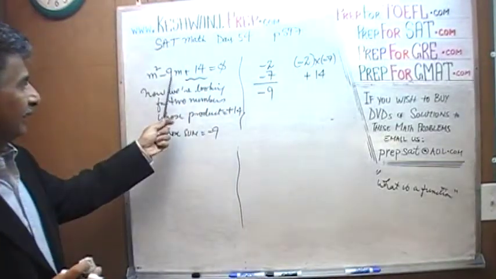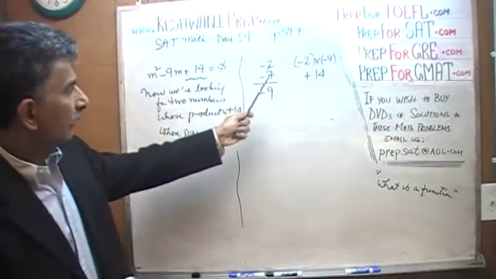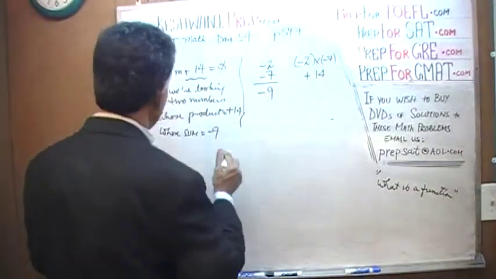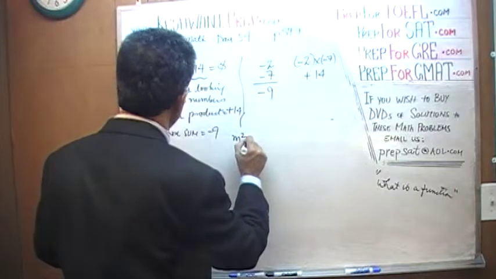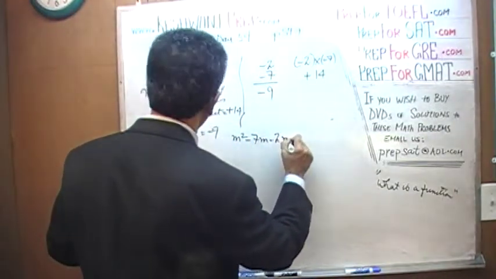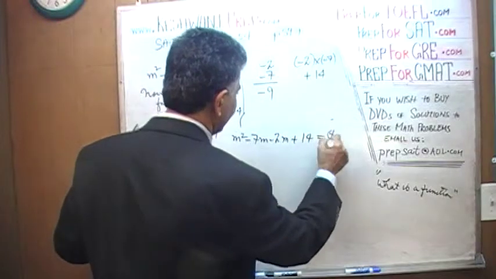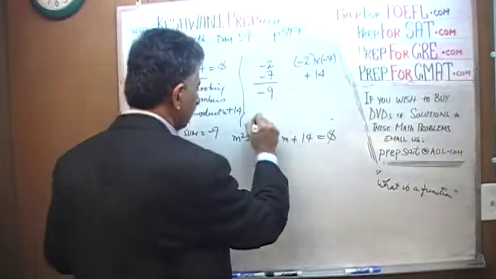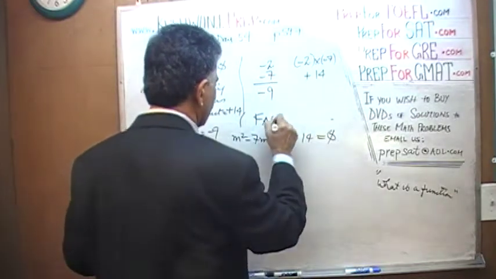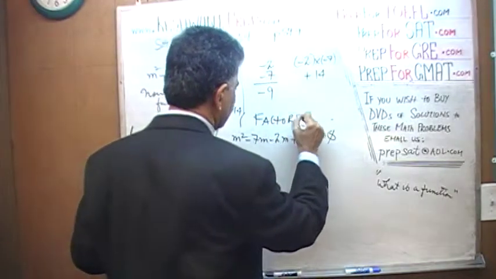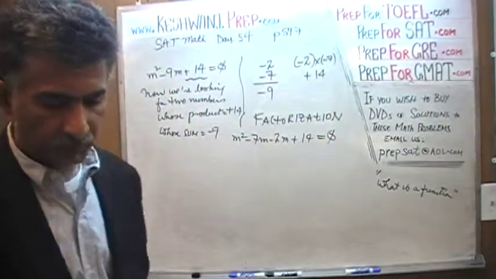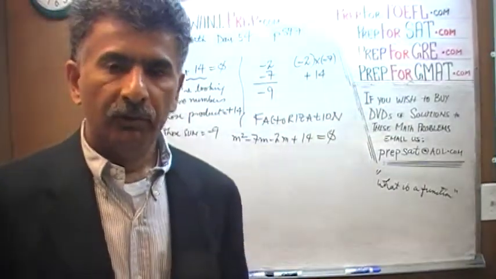Which means we can break the 9m into negative 7m and negative 2m. Let's do it here. So m squared minus 7m minus 2m plus 14 equals 0. This process that we are about to embark on is called factorization.